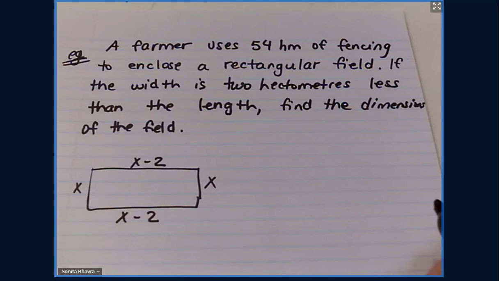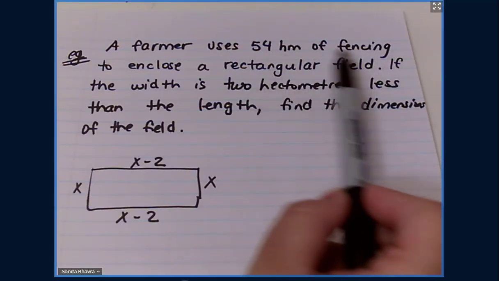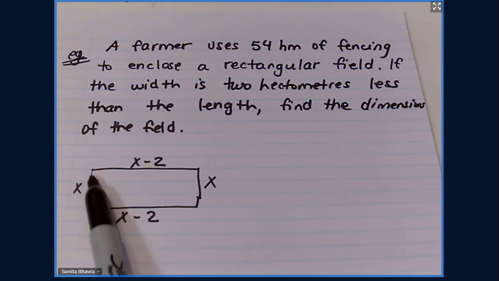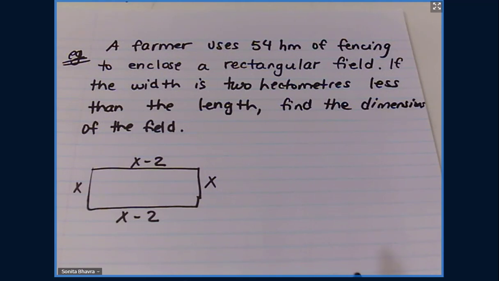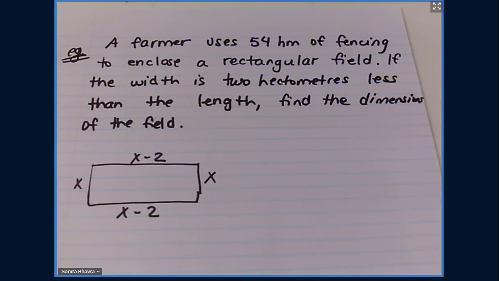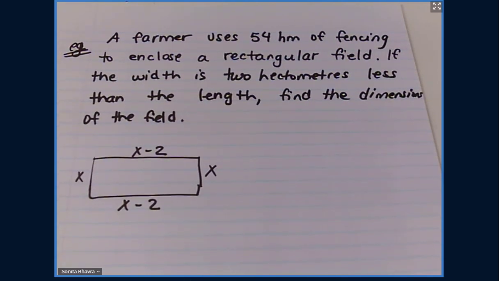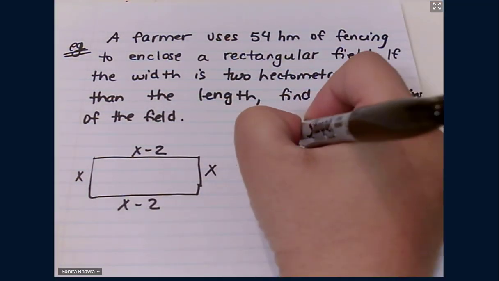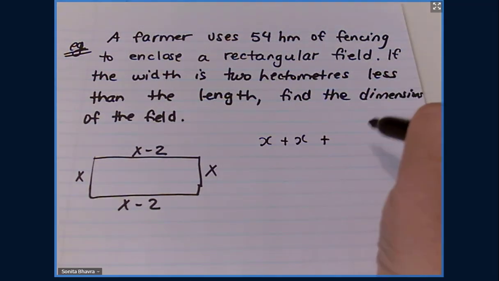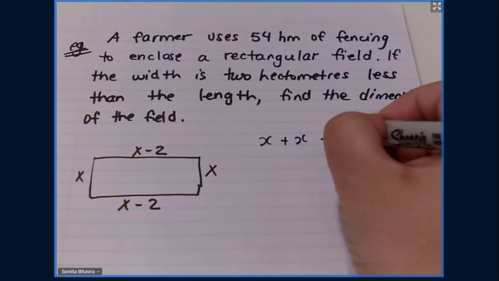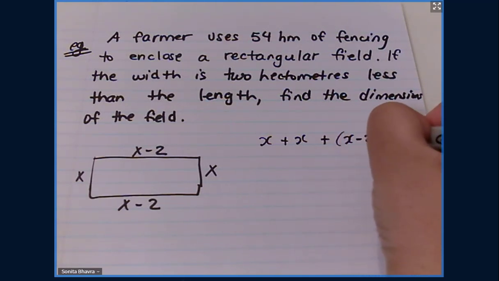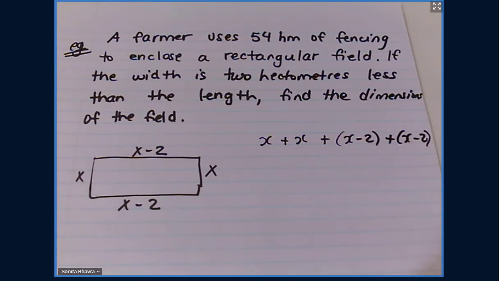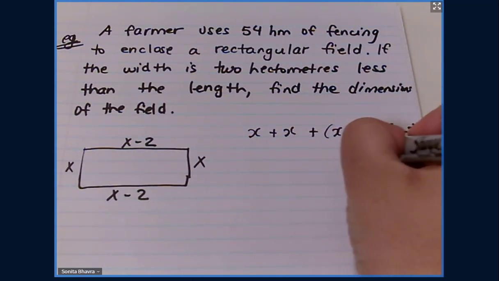What else do we know here? We know it's 54 hectometers of fencing. When we talk about fencing, enclosing it, that means perimeter. So therefore, we have to add all 4 sides, and it is equal to 54. Then we can figure out the dimensions of the field. So we have x plus x minus 2 plus x plus x minus 2. You can use your brackets here. And I ran out of room. It's supposed to be equal to 54.